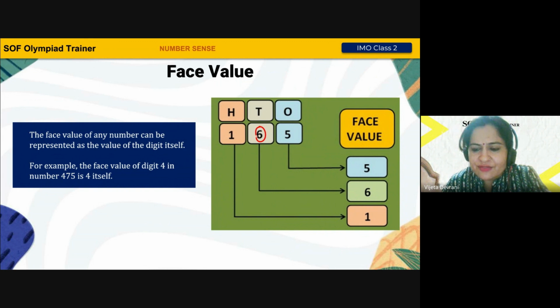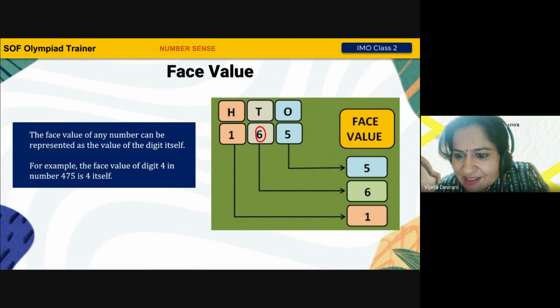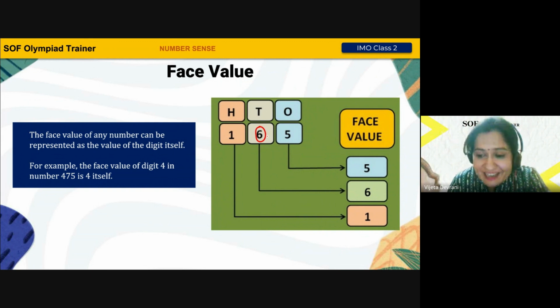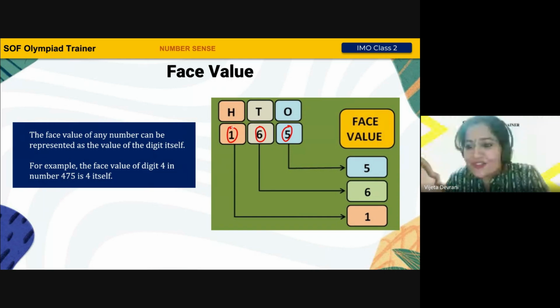This number 6, it has a face. And how does the face look like? Show me. Bring it closer. Yes, it is 6 only. Yes, correct. So that means 6 looks like 6. Similarly, 5 looks like 5. And similarly, 1 looks like 1. So what should be their face values? Their face value should be the number itself. Like for 5, it will be 5. For 6, it will be 6. And for 1, it will be 1. Is everybody clear here? So that means the face value of any digit in any number will be the same.